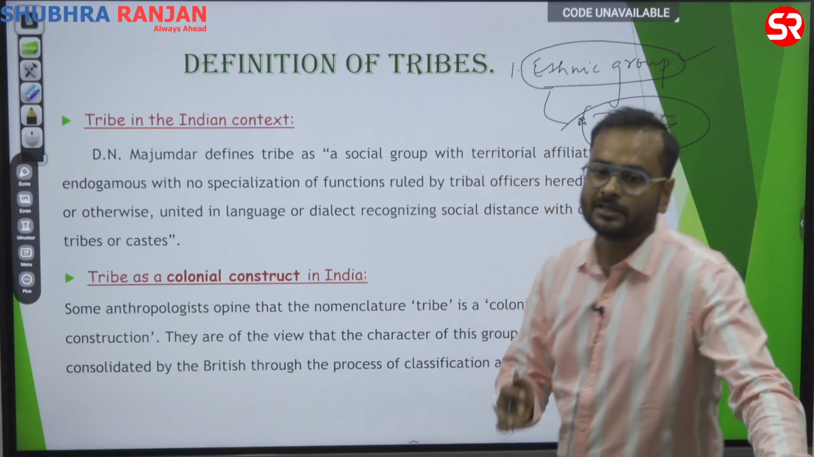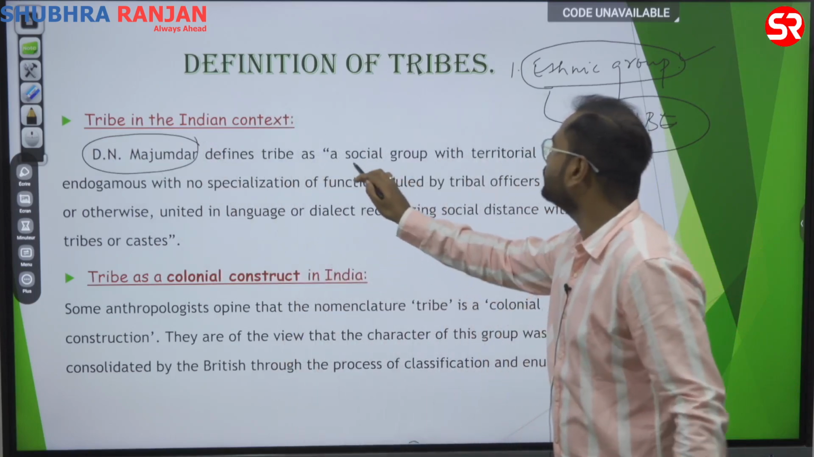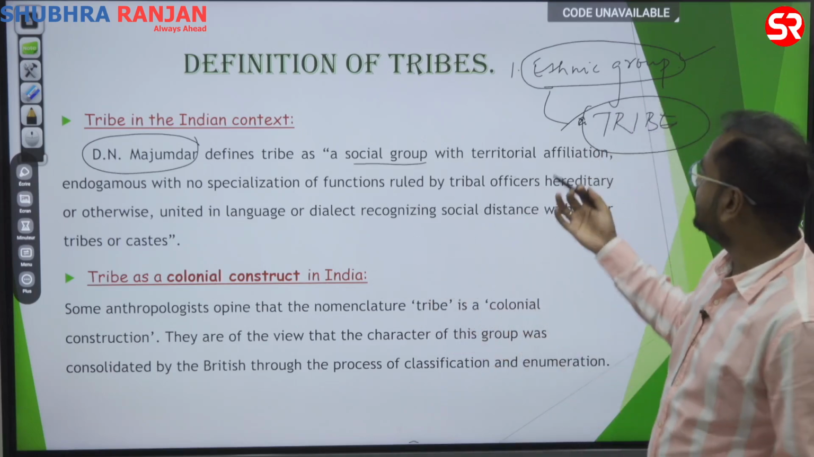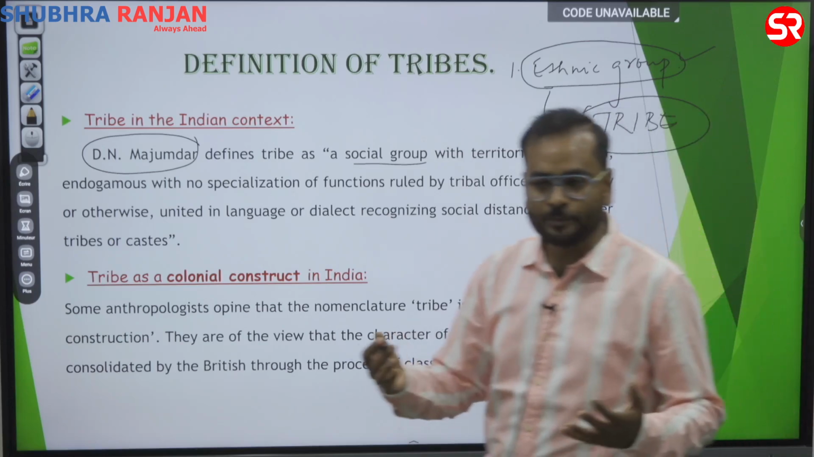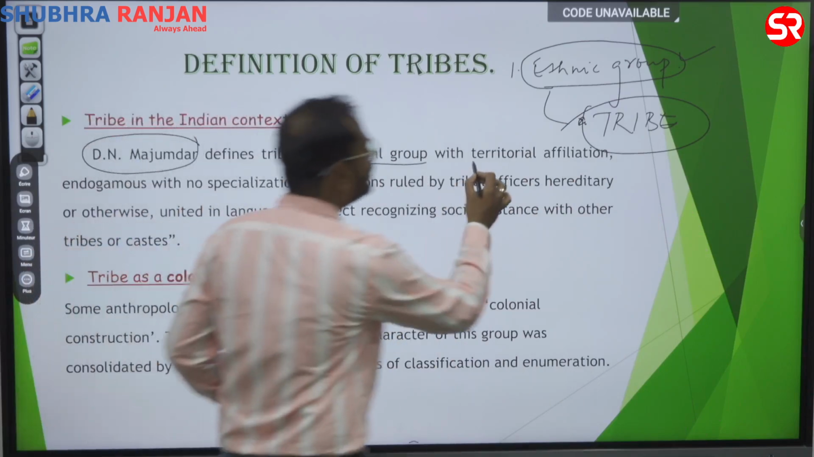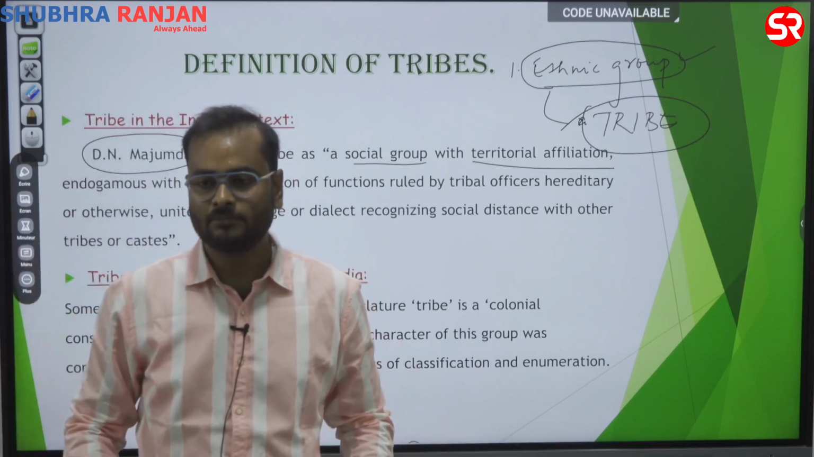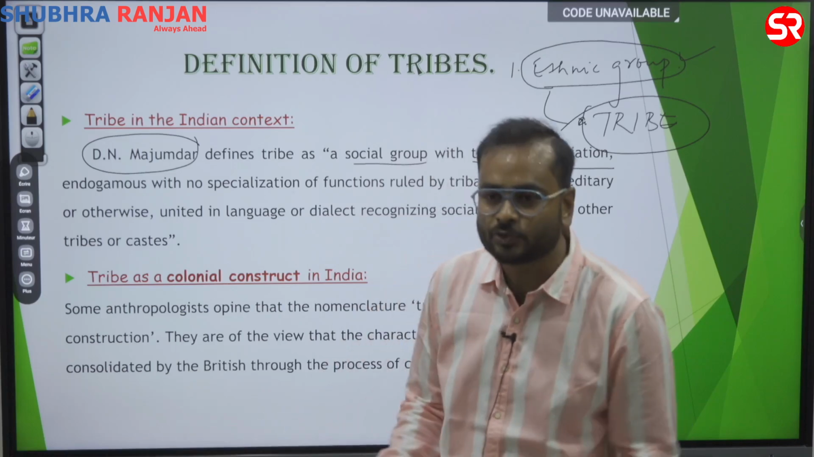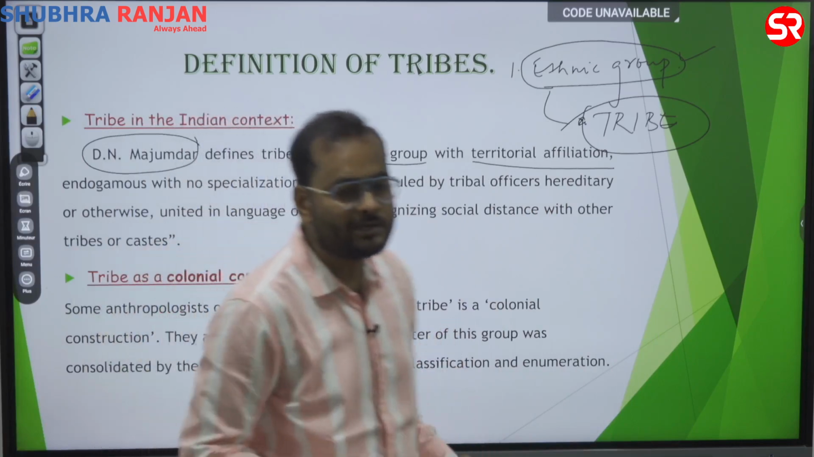So in the Indian context, Professor D.N. Majumdar has defined that a tribe is a social group. Okay? Understand the keywords given in the definition. It is a social group, right? That means a group which is bound by social norms, isn't it? With territorial affiliation, that means they own a particular territory, even though they can be semi-nomadic. They can be nomadic, they can be pastoral, they can be horticulturists, they can be anything. But for the time being, they have a territorial affiliation.